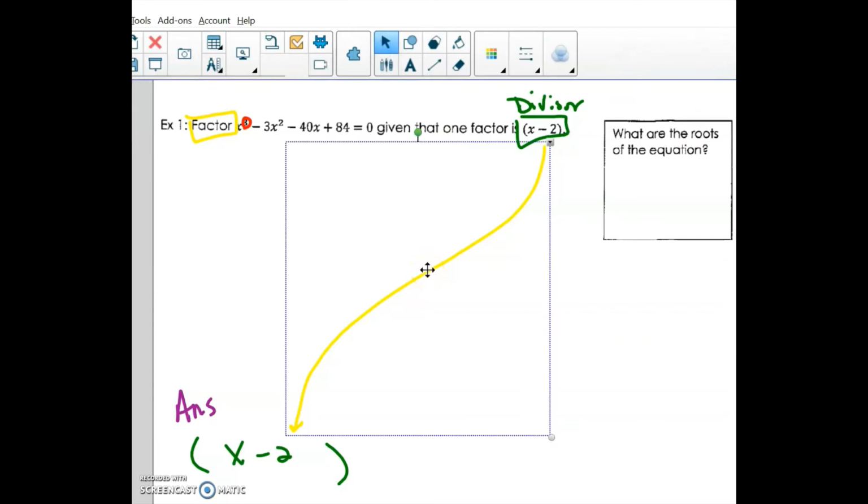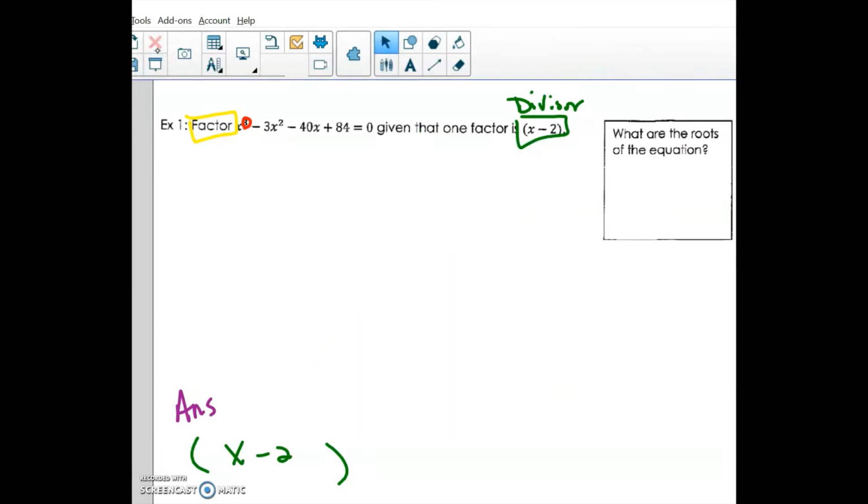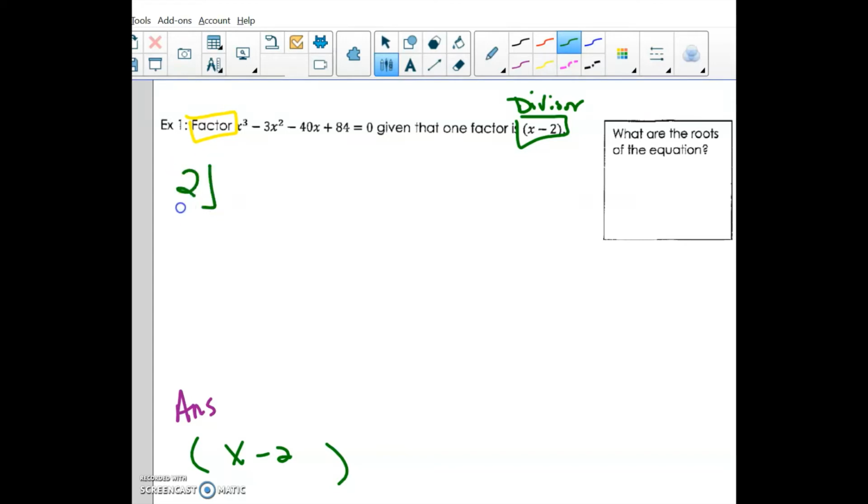So let's look at synthetic division and see how we can whittle this polynomial down a little bit. We're going to use the x minus 2 to give us a 2 as a root or a 0. The coefficients are 1, -3, -40, and 84. Now, a reminder from the previous problem that we're supposed to have a 0 right here. If we don't get a 0 as a remainder, then we've done something wrong.